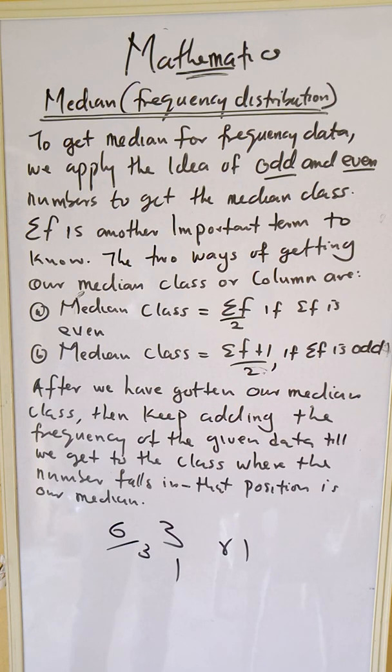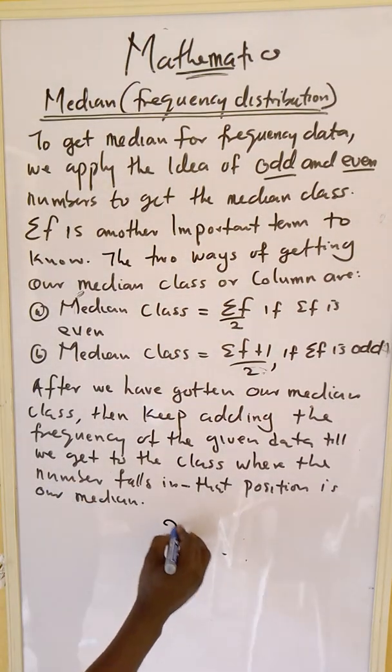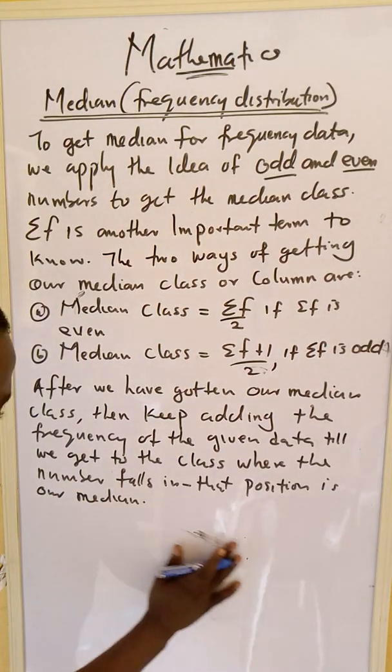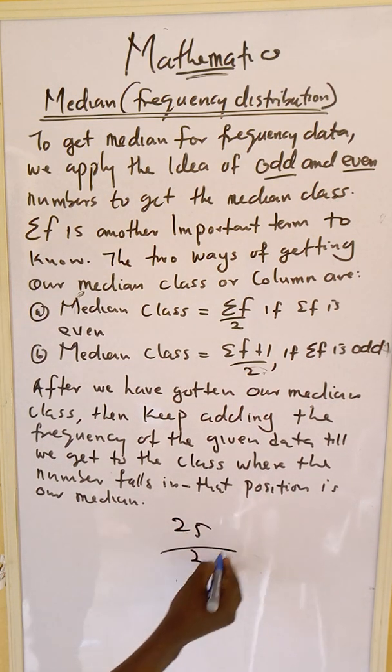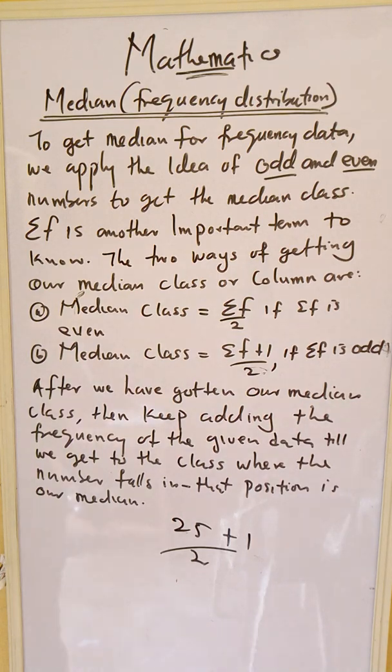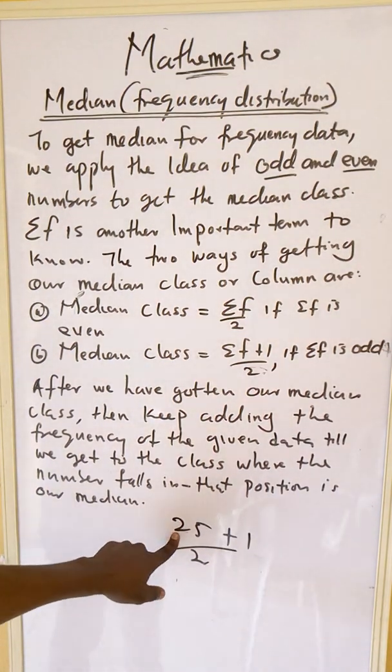Our total frequency, don't forget we discussed frequency, we divide by 2 if the frequency is an even number. When you add the total frequency, like what we did before, our frequency is 25. For you to divide this by 2, you need to add 1 because it's an odd number. When you divide this by 2, it still gives you a remainder of 1.